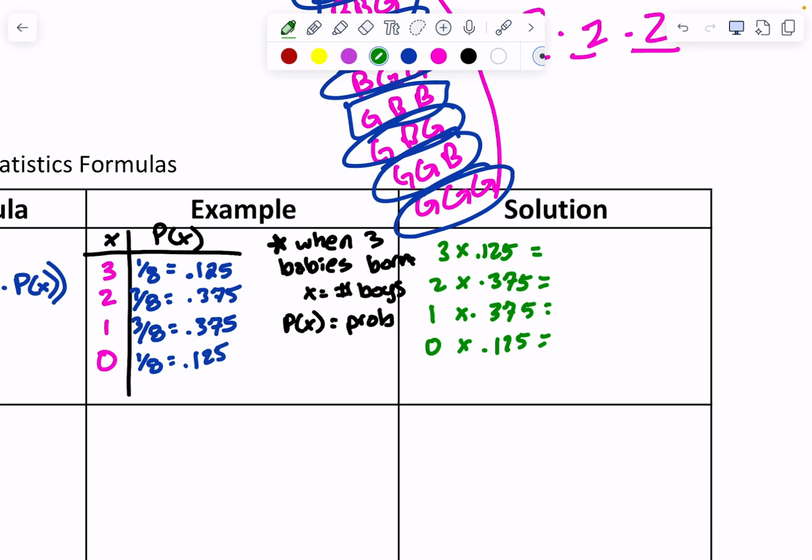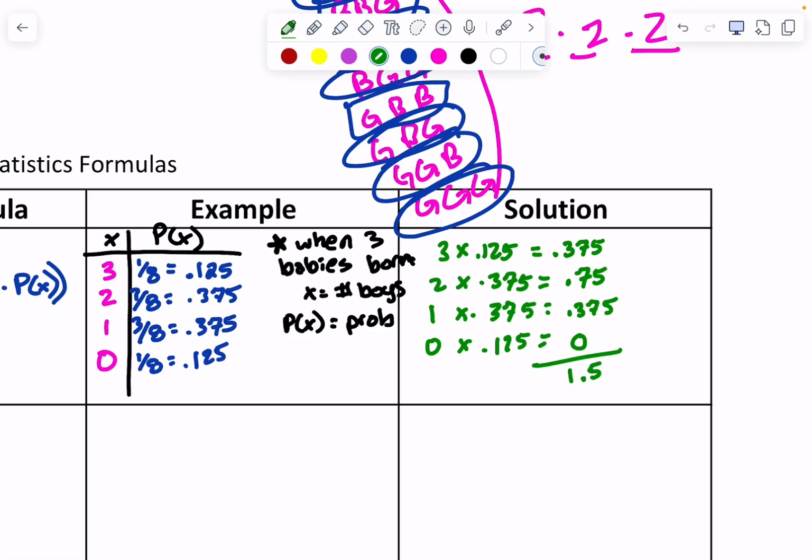Okay, I know the bottom one is this. I know this one is 0.375. I even know the third one. The third one is 0.375. This one is that one. 2 times 0.375 is, I gotta think, 0.75. If I add those all together, that comes out to be 1.5.